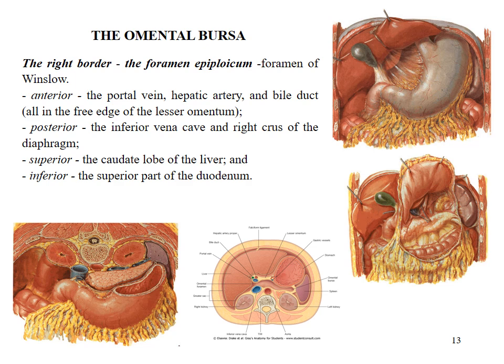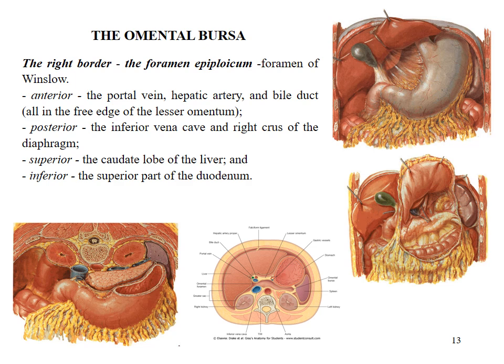This is the anterior border. Posterior is the inferior vena cava and the right crus of the diaphragm, the lumbar part of the diaphragm, and superior it is the caudate lobe. This is the caudate lobe of the liver, posterior to the porta hepatis, and inferior this is the superior part of the duodenum.